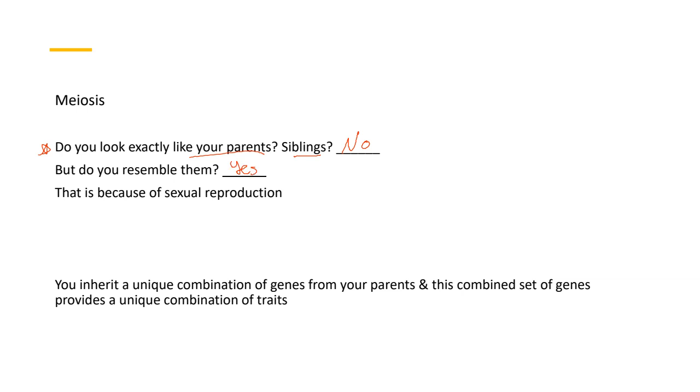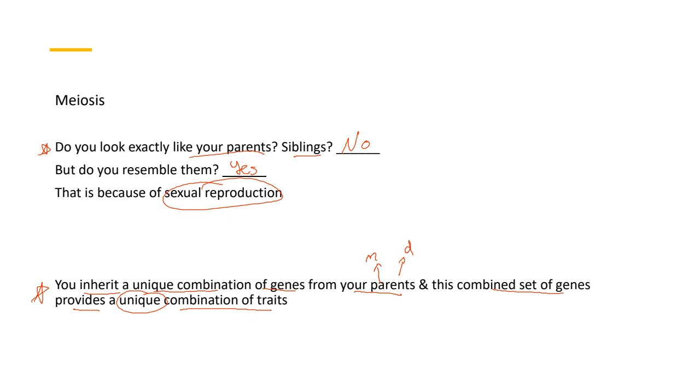At least you may act like them, or you may look a little bit like your siblings or your parents. So this is because of sexual reproduction, all right? So you are going to inherit a unique combination of genes from your parents. That's the key thing, okay? This combined set of genes provides a unique combination of traits for you. Because technically, you're getting a chromosome from your mom and a chromosome from your dad. So you're getting genetic material from them, and that is going to be yours, right?